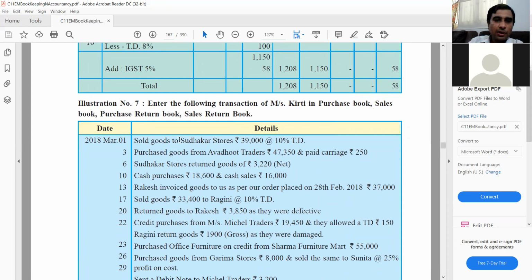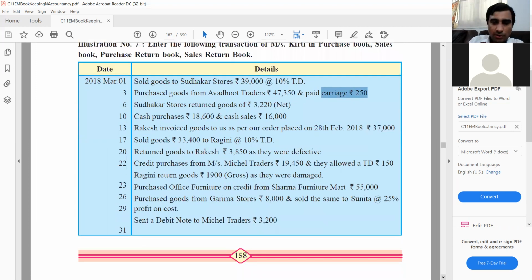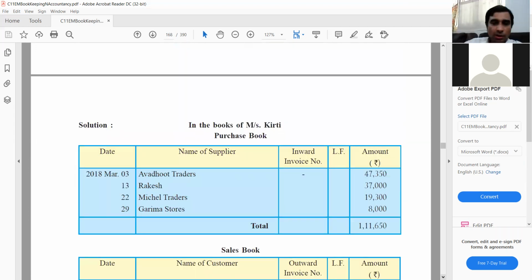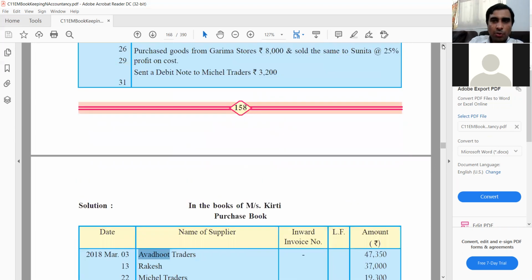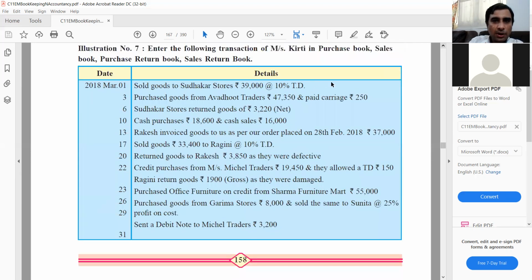This will get recorded in the sales register. Purchase goods, so purchase register, and you paid carriage also, 250. So carriage is all part of purchase cost. Okay. So let's just see how this is recorded. It's an important thing to look at, but it will not affect the person from whom you purchased, Avdut. So if you see Avdut Traders, 3rd March, 47,350 is what is recorded here, because you have to pay Avdut 47,350. This part, which is paid carriage 250, will get recorded in the cash book.